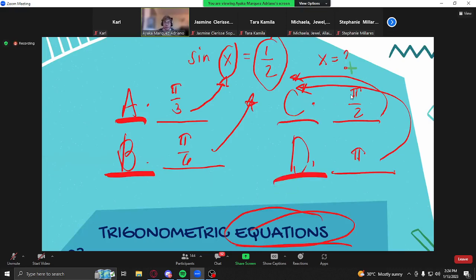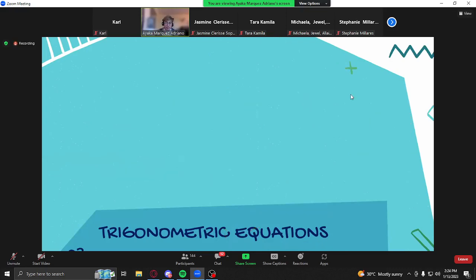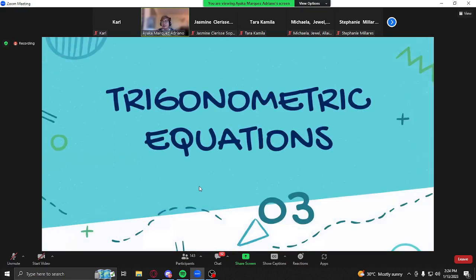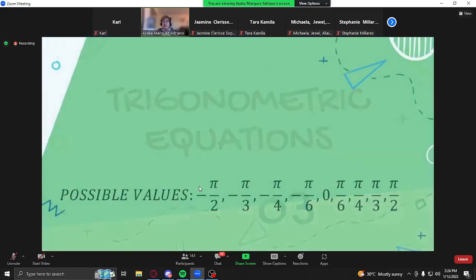So yun yung pinakamapapayo ko sa inyo na pwede ninyong gawin in dealing with those trigonometric equations. Remember, the exam is just 1 hour. So kailangan ninyo ng mas mabilis na technique on how to deal with trigonometric equations. Nasa mga choices lang yung sagot. So let's have this one.